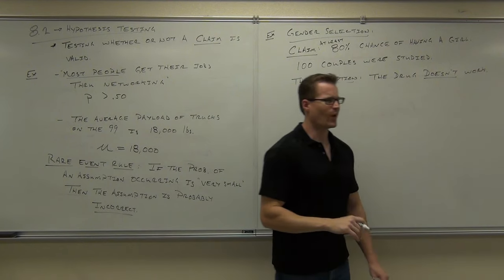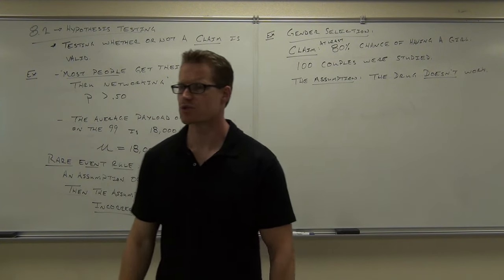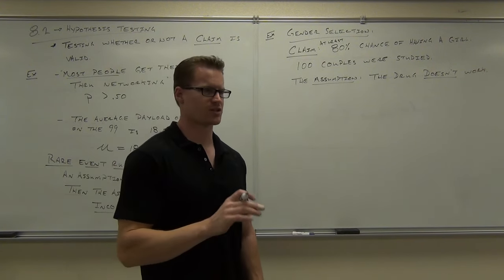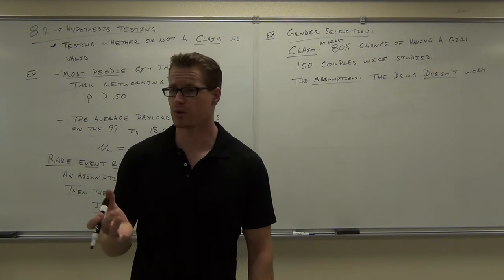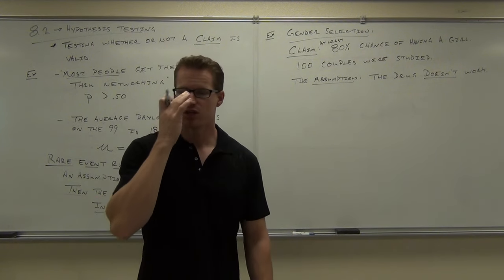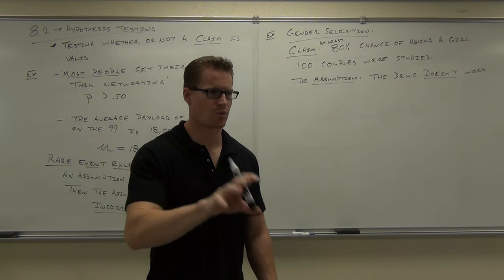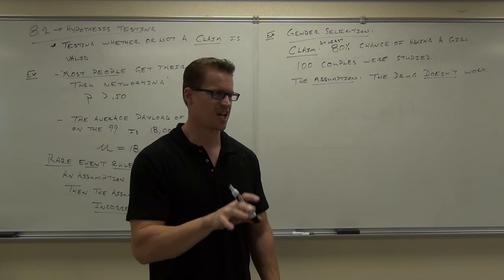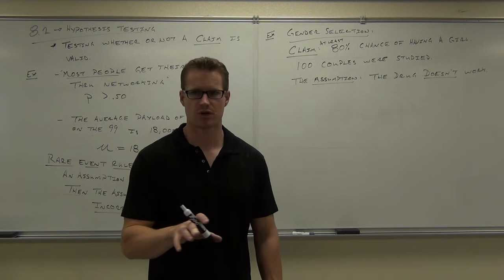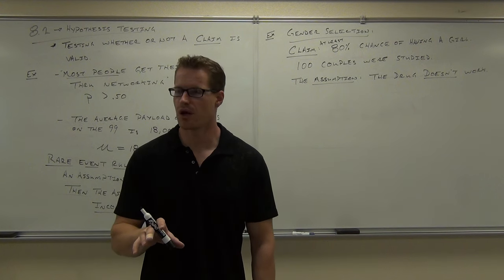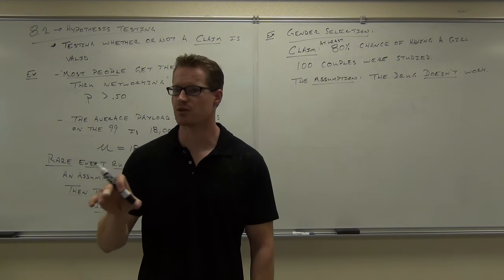Now, you might be wondering, why do we even have this assumption? Well, here's the weird part about statistics, kind of the sucky part, really. You can't ever prove anything right in statistics. It's impossible. You can't be sure enough to prove anything right. You're never 100% sure. But you can be sure enough to prove something wrong.